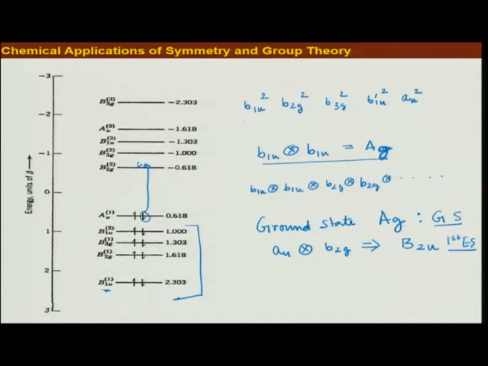Now similarly, I have to find out what happens to the symmetry of the state when I have a transition from here. So instead of this, if I have a situation where this electron is taken to this orbital, while this one remains as such. Okay. So this orbital is now occupied by a pair of electrons, while B1U is singly occupied and B2G is singly occupied.